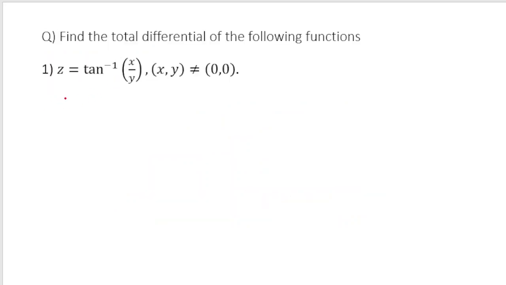So let us evaluate it. So what is the total differential dz? And when I am writing the total differential, I am just writing dz, because I am not differentiating it with respect to x or with respect to y, so I am just writing dz, which gives us the idea that both x and y are changing, right? So how is it defined?